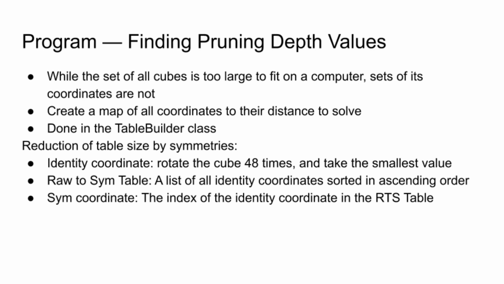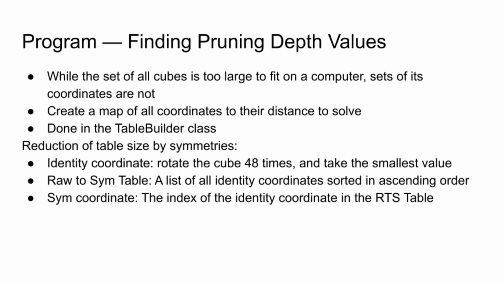Reduction by symmetry is done in the following way. We take the coordinate in question and rotate it 48 times and find the smallest value of those rotations. This will be called the identity coordinate. A raw-to-sim table contains a list of all identity coordinates in ascending order. The index of a given identity coordinate in that list is the sim coordinate, and what will be used in place of the raw coordinate done in non-reduced tables.